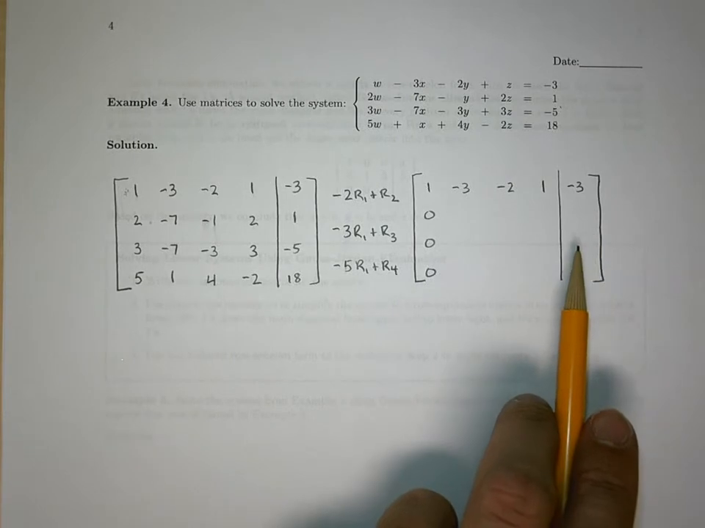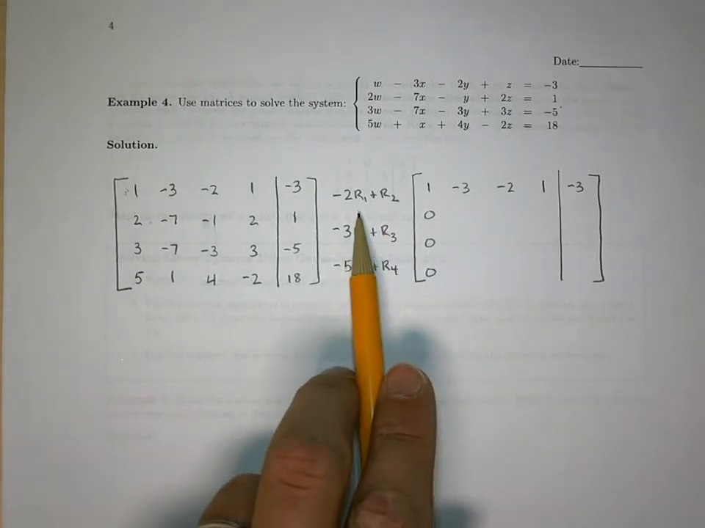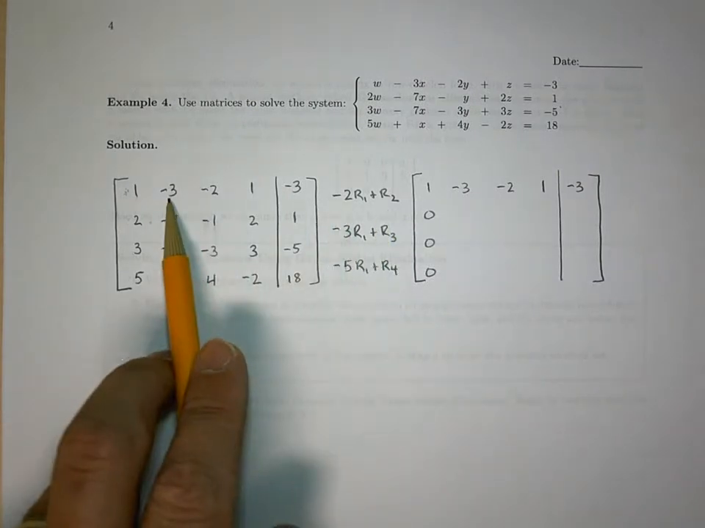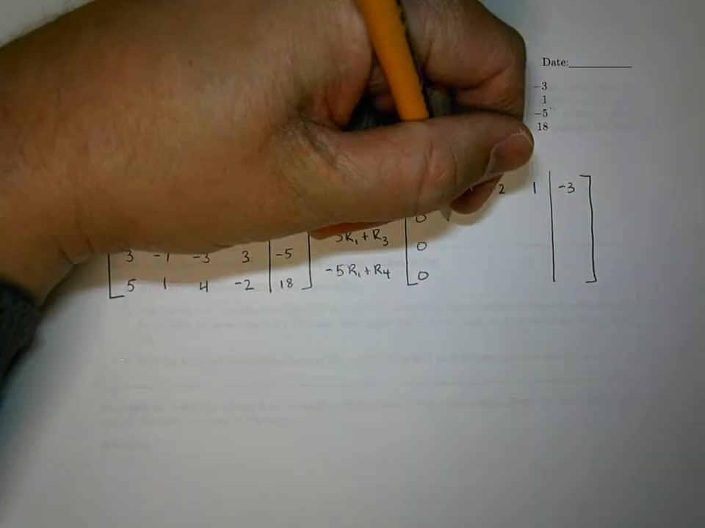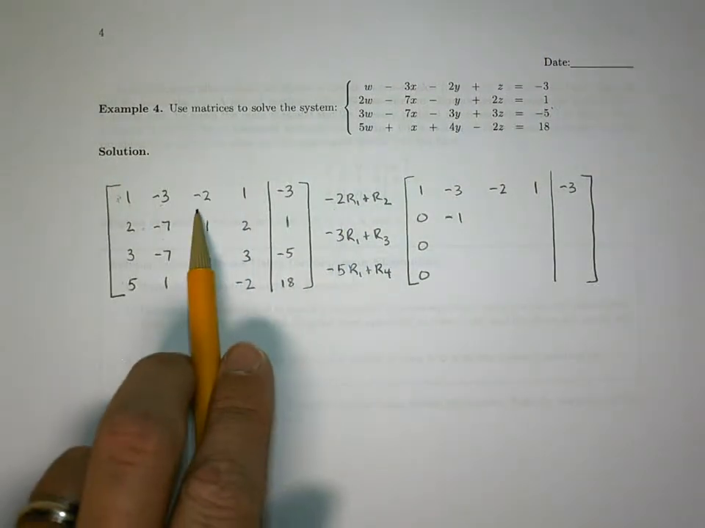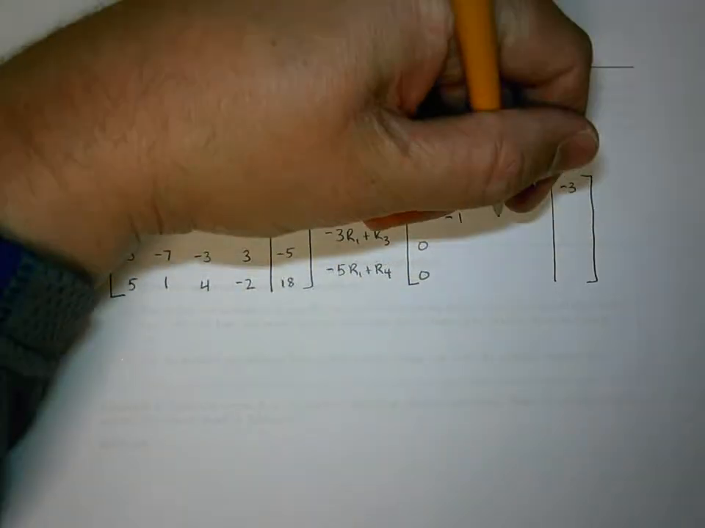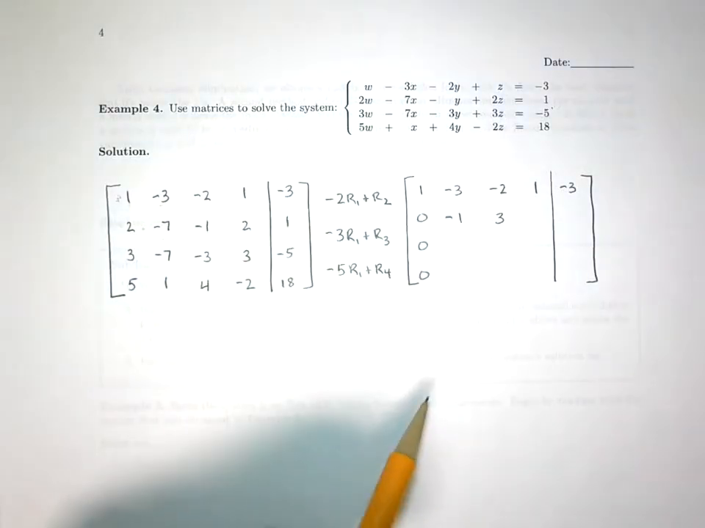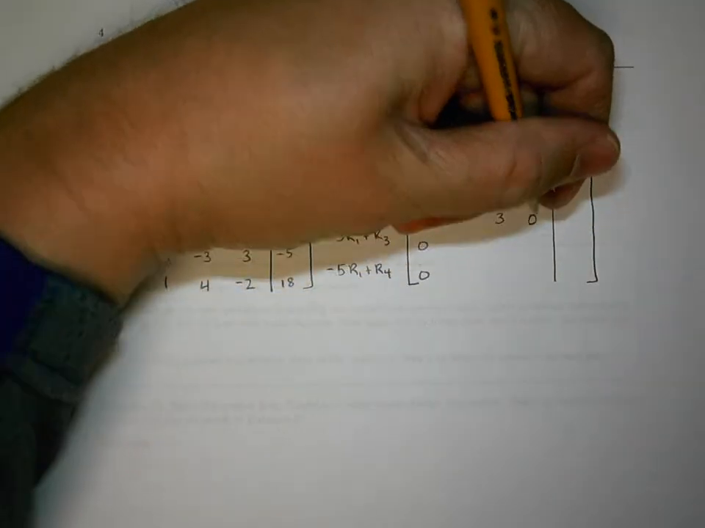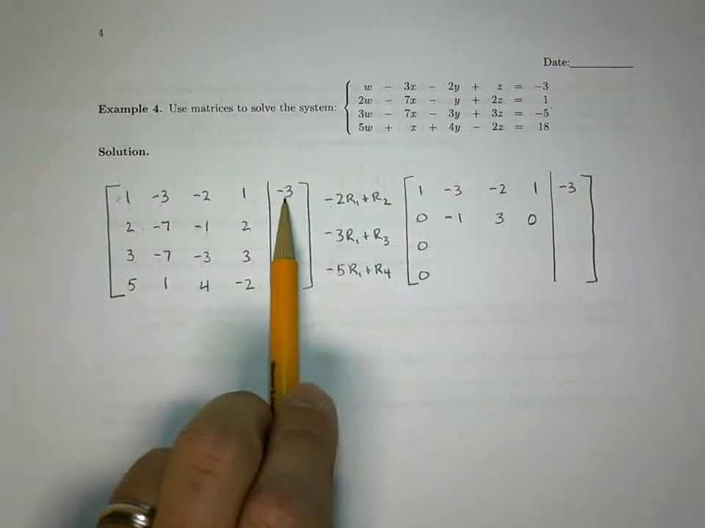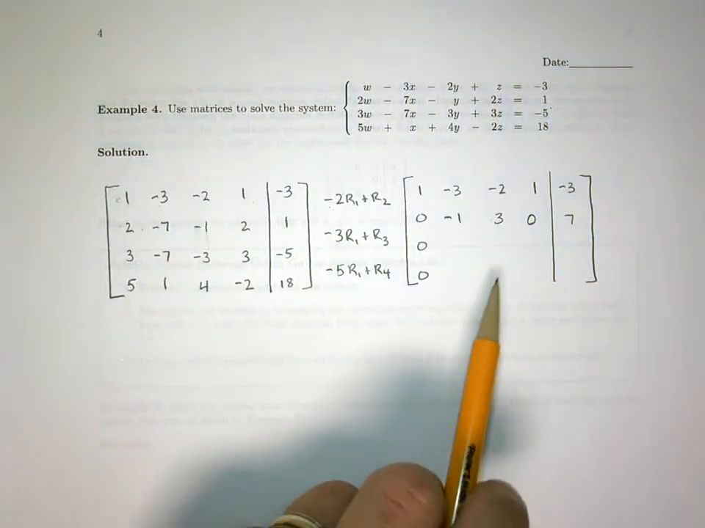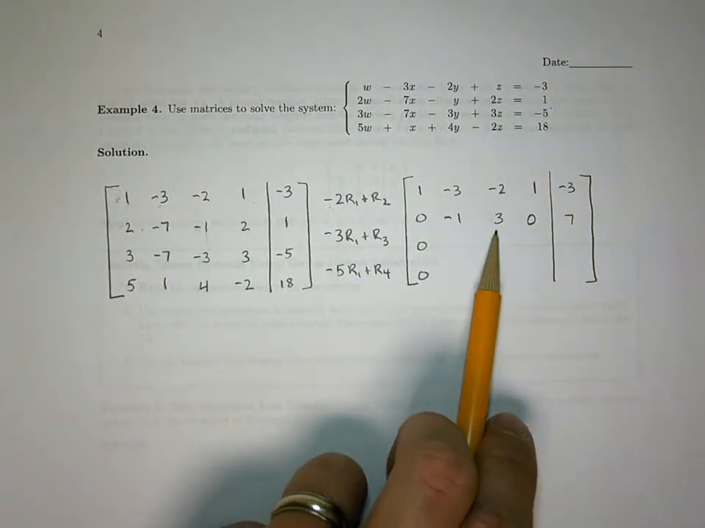So the new second row is constructed by doing negative 2 of row 1 plus row 2. So let's go to the x column. Negative 2 times negative 3 is 6, minus 7 is negative 1. Going to the y column, negative 2 times negative 2 is 4, minus 1 is 3. Going to the z column, negative 2 times 1 is negative 2, plus 2 is 0. Going to the right side, negative 2 times negative 3 is 6, plus 1 is 7. In other words, by eliminating the w's, I've created the new equation, negative x plus 3y equals 7.